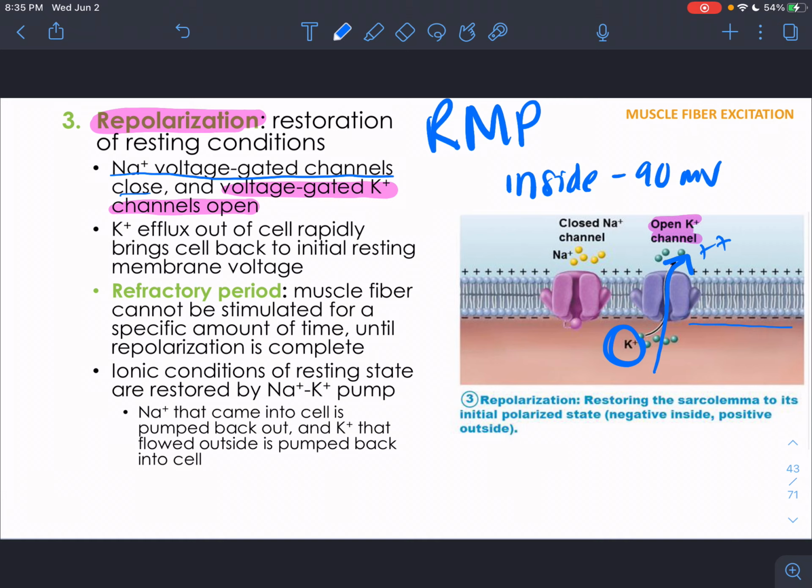And it does this to make sure that the other voltage-gated channels don't just continue to stay open because there's positive inside. We don't want a positive inside all the time. We want to make sure that we lose that depolarization, that those positive ions leave, so that we don't trigger those voltage-gated sodium channels to allow more sodium in. And that's called repolarization. So we have a refractory period, which is the time that the muscle fiber cannot be stimulated until this repolarization is complete. Okay, and that's important because we want the muscles to relax between contractions so that they don't become fatigued or cramp up.